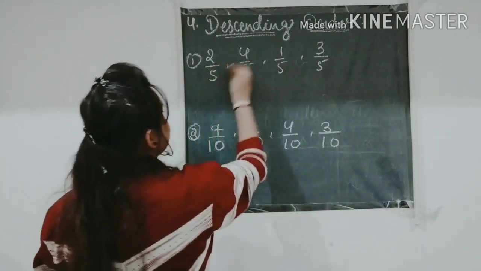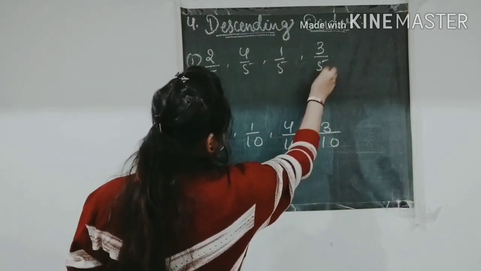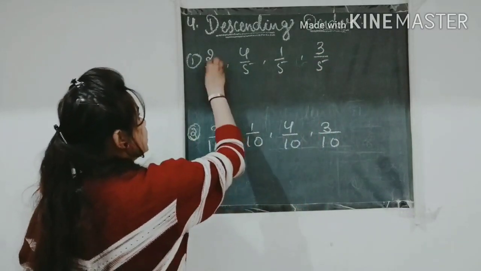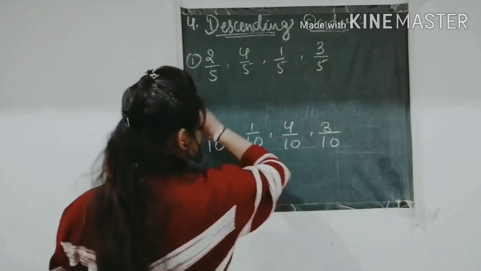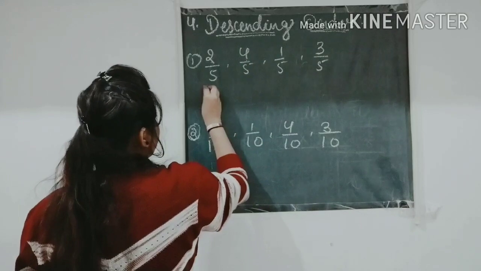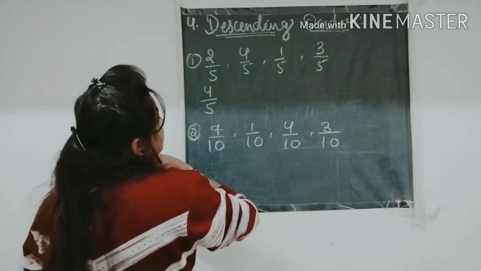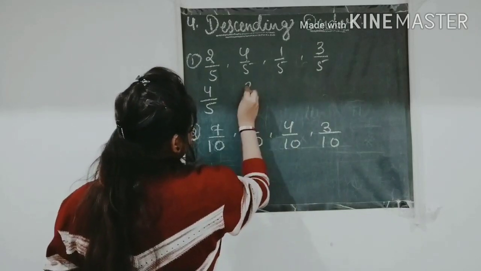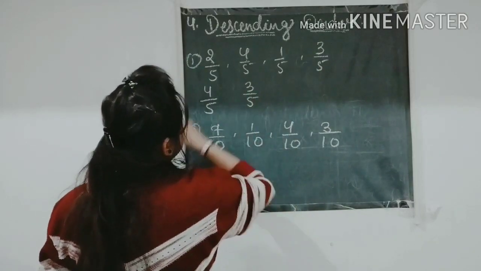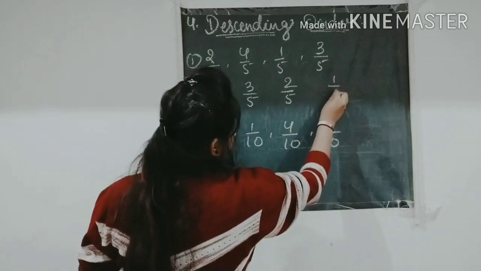Question number 1. 2 by 5, 4 by 5, 1 by 5 and 3 by 5. The denominators are same. That means we have to check the numerators. Which fraction is greater fraction? Here 4 by 5 is the greater fraction. So write here 4 by 5. Next will be 3 by 5. Then 2 by 5 and then 1 by 5.